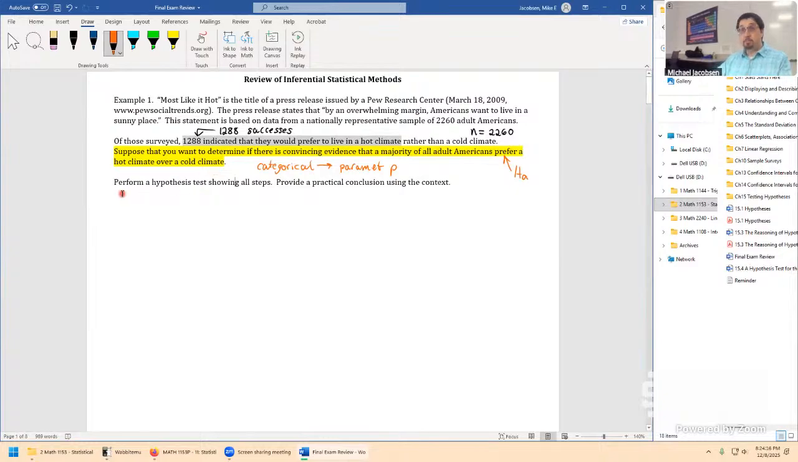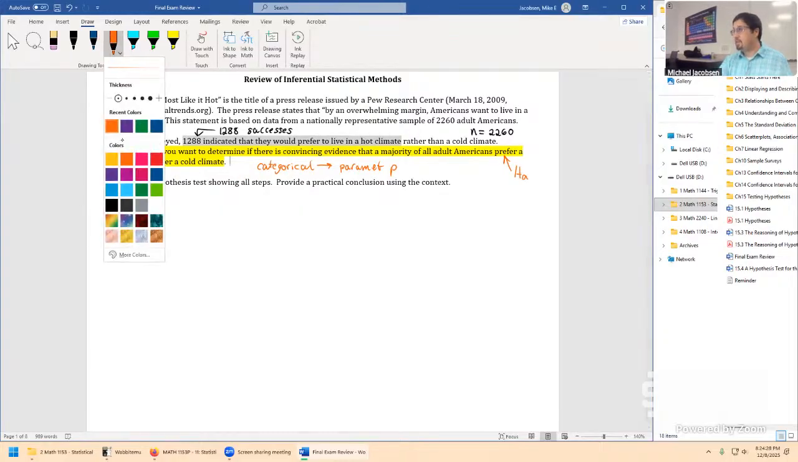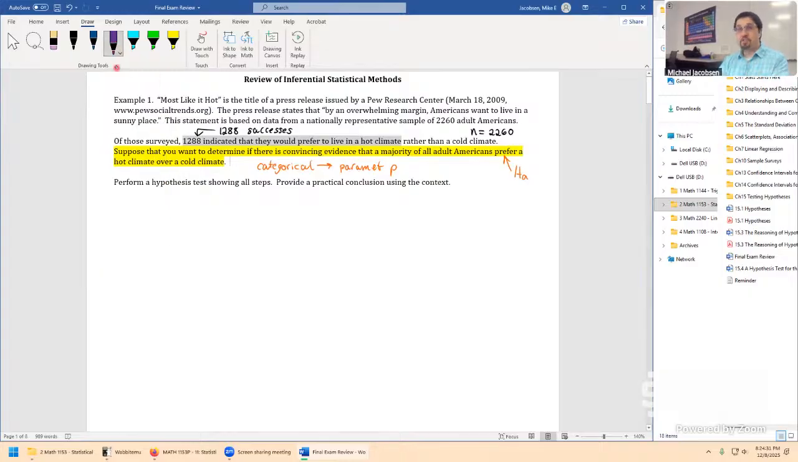It makes sense because we're looking for a hypothesis if they say hypothesis test. They don't always have a question mark, so sometimes we have to hunt for what would fit. But this is what we're looking for. Let's determine the direction of a test, though. If there's convincing evidence that a majority of all Americans prefer a hot climate over a cold climate. I hate this wording here. This is pretty overloaded.